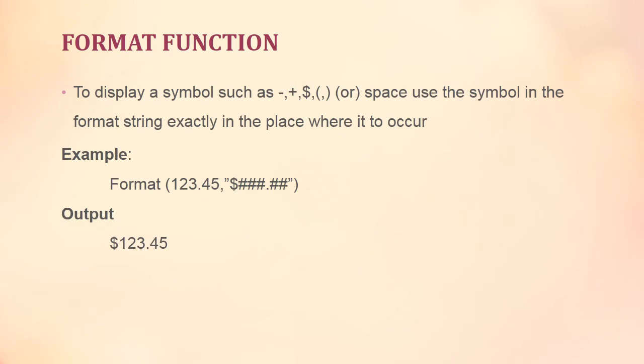When we are using the Format function, if we want to add any special symbols like minus, plus, dollar sign, etc., we must add them in the format string in the position where we want to insert that symbol. So here in this example, we have a Format function with the number 123.45. The format string is: first we need a dollar sign followed by 3 hash symbols, dot, 2 hash symbols. So in the output you can see that the dollar sign is added at the position where we have mentioned it in the format string.